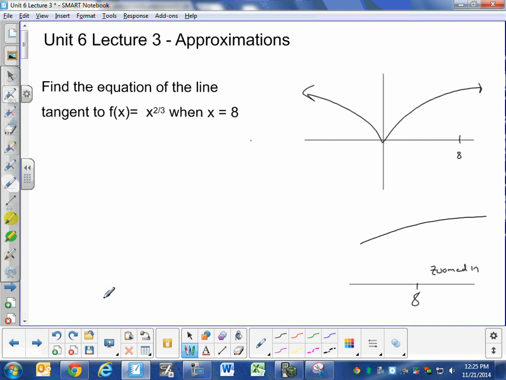So the third lesson is on approximations, linear approximations, or using tangent lines to approximate tough function values that you can't do by hand.